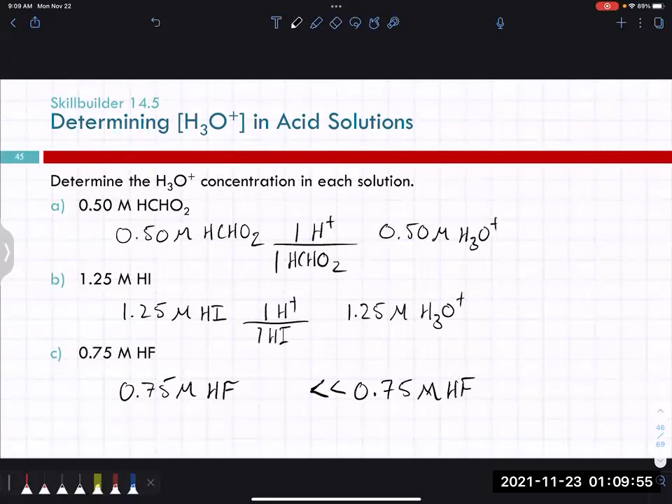Although you can probably imagine, depending on how well you remember the equilibrium stuff that we covered, if you knew the equilibrium constant for this, we could plug this molarity into an equation and figure out how much hydrofluoric acid would be at equilibrium, or how many hydronium ions would be at equilibrium from this amount of hydrofluoric acid.